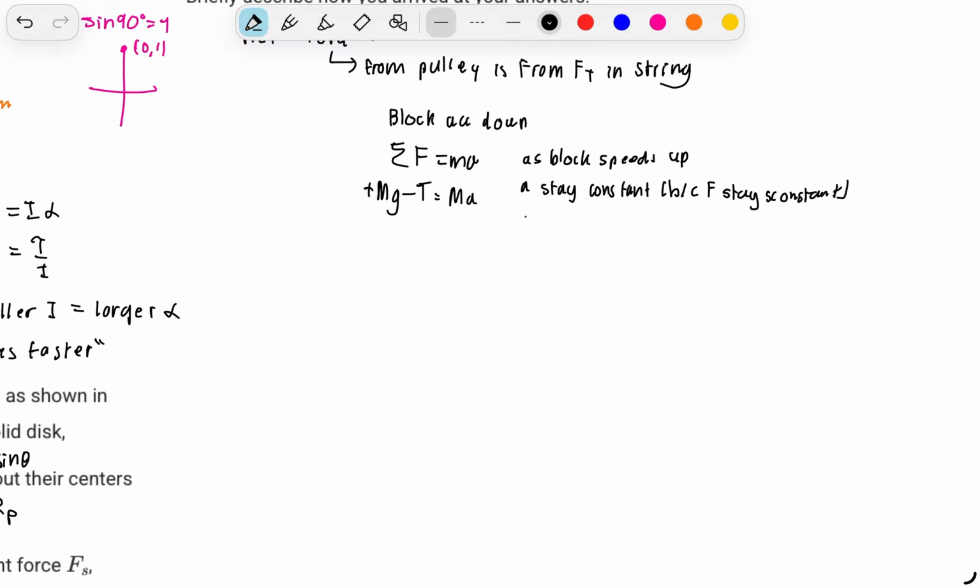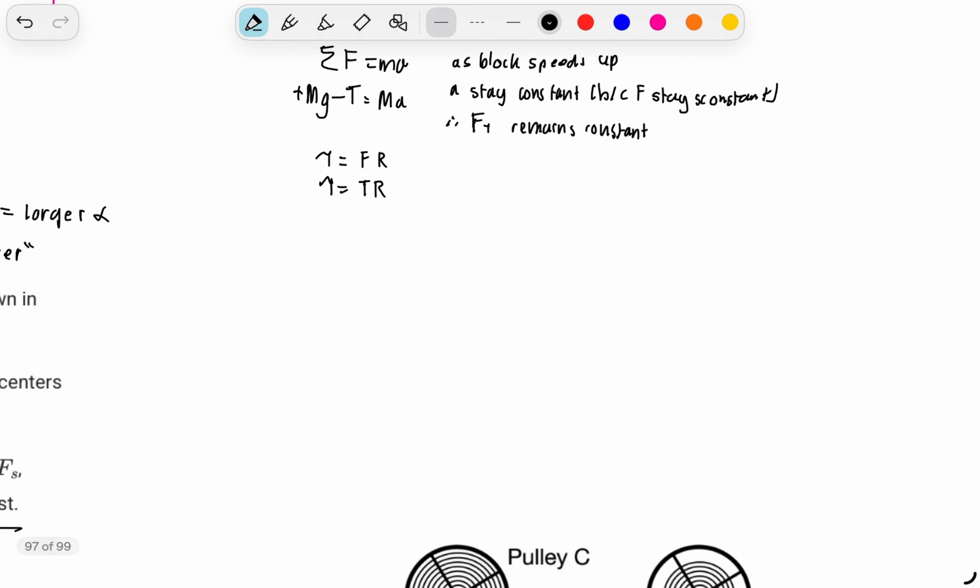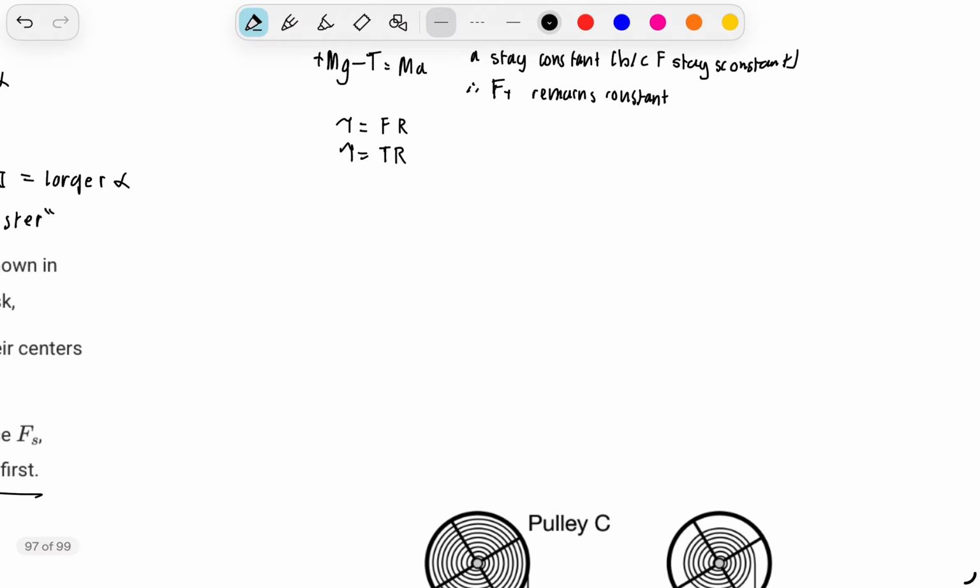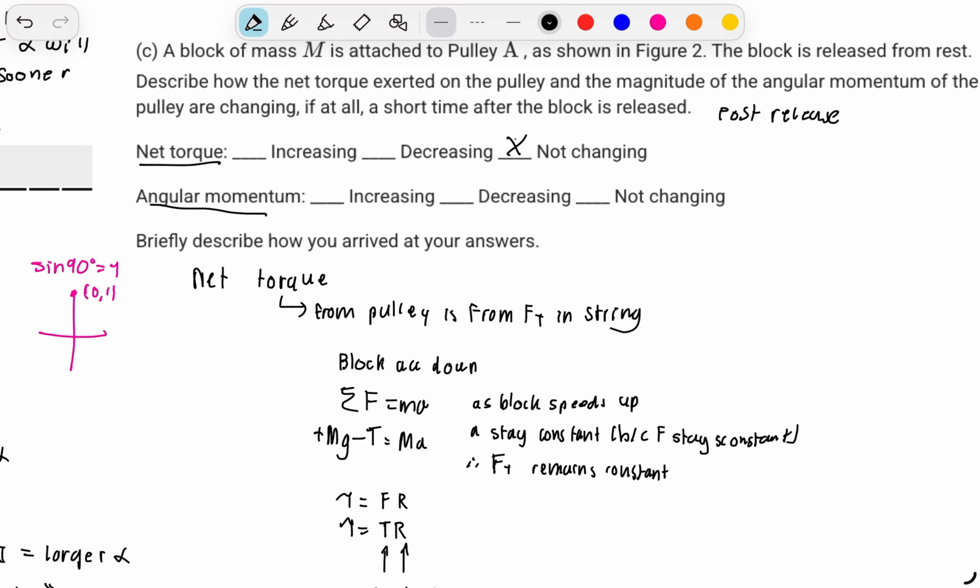So because of that, we can see that the tension remains constant too. So we know torque is equal to TR, tension times R, because torque is equal to force times R, and we already know sine 90 is just 1. So our force is going to be tension here. So we know that T is constant and R is also constant. That means that torque is going to be equal to something that is constant. So that means your net torque is not going to be changing.